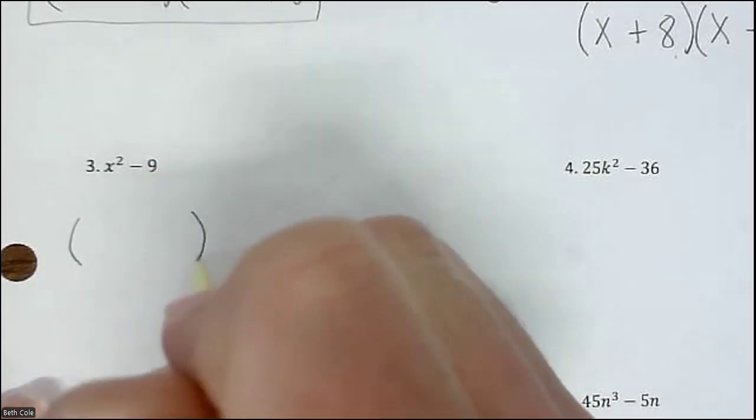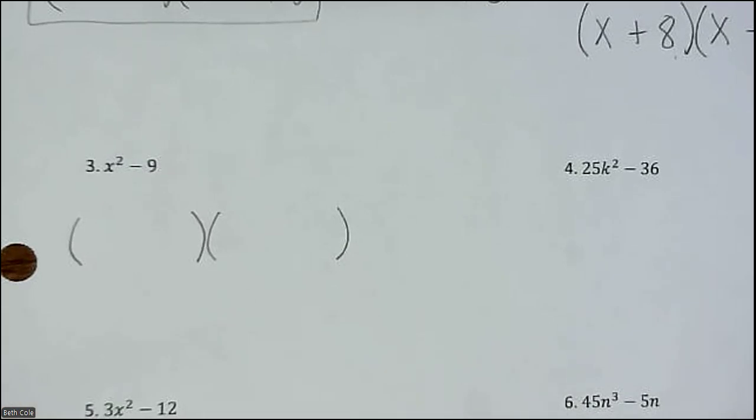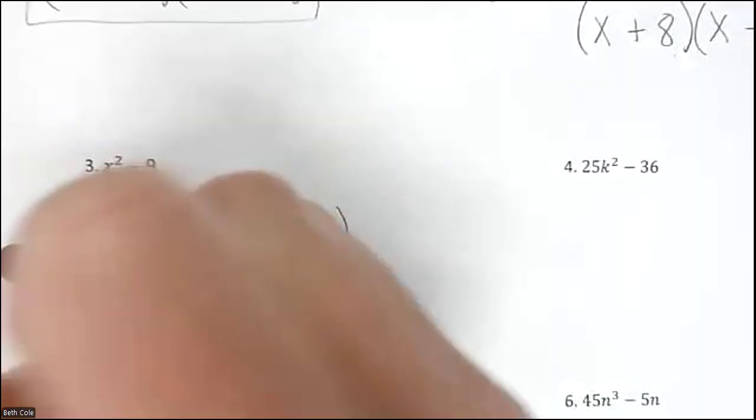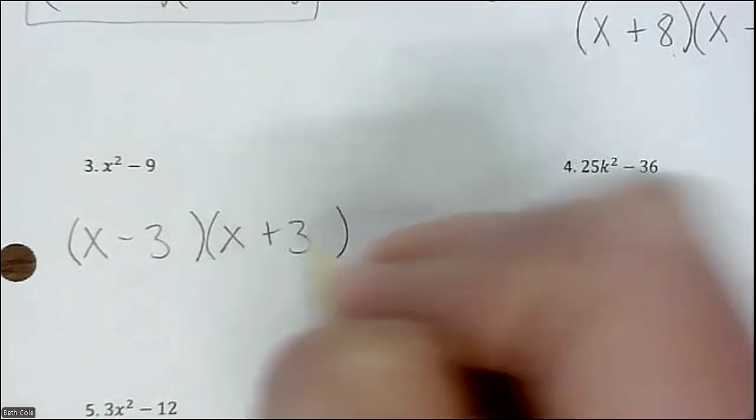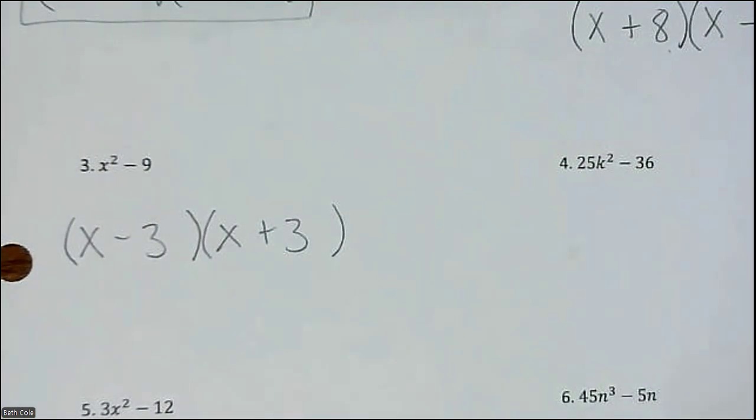All right. How about this one? What do you think for 9? Yeah, one's going to be negative 3. And then one's going to be positive 3. 3 squared is 9. 3 minus 3 is 0.